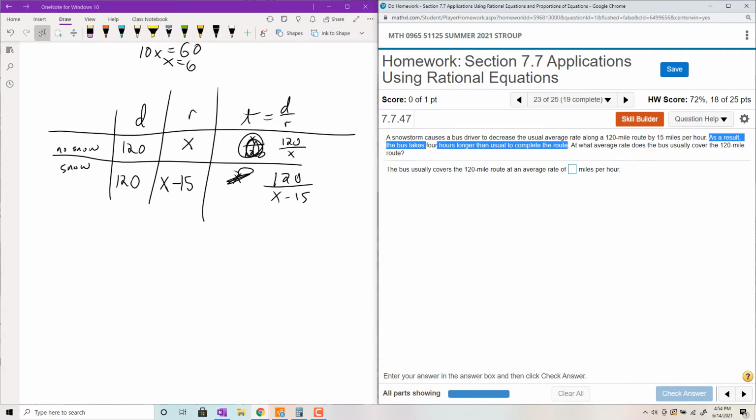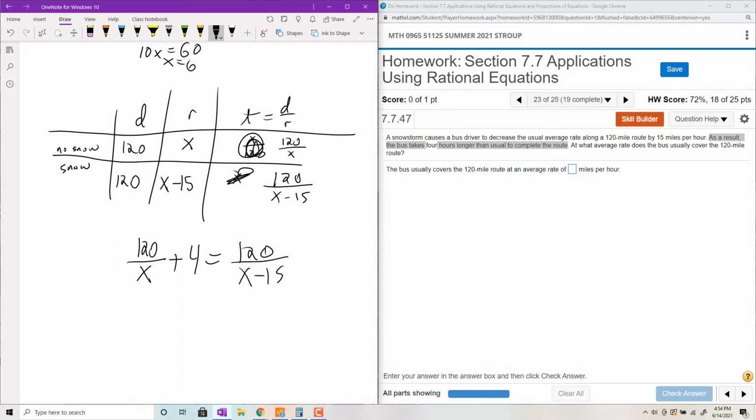Okay. So the snow time is 4 hours longer than the usual time. So if you added 4 to the usual time, that would equal the amount of time it takes when it's snowing. Okay. So the no snow time plus 4 more hours would equal the amount of time it would take if it was snowing out. And then you solve this equation. Okay. So let's do it.